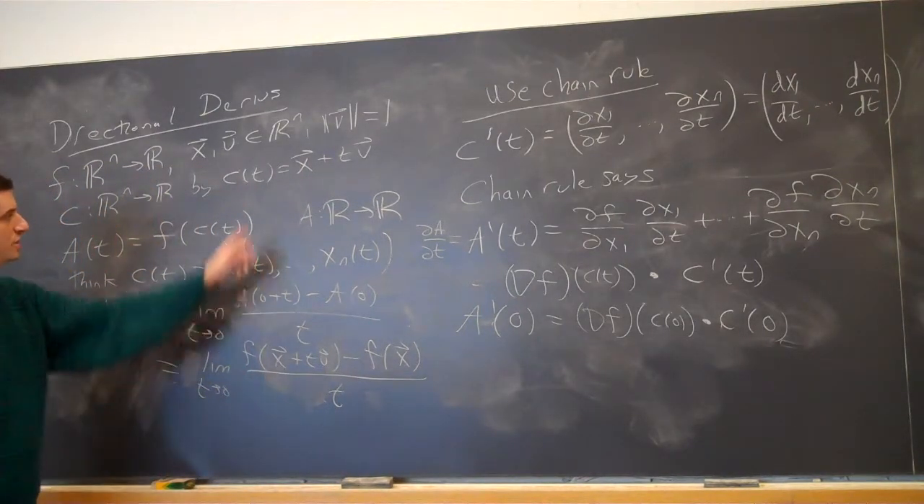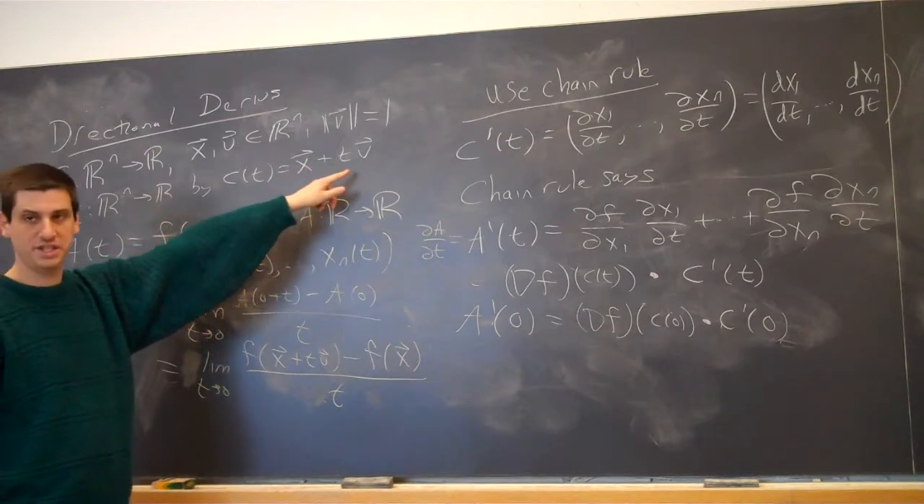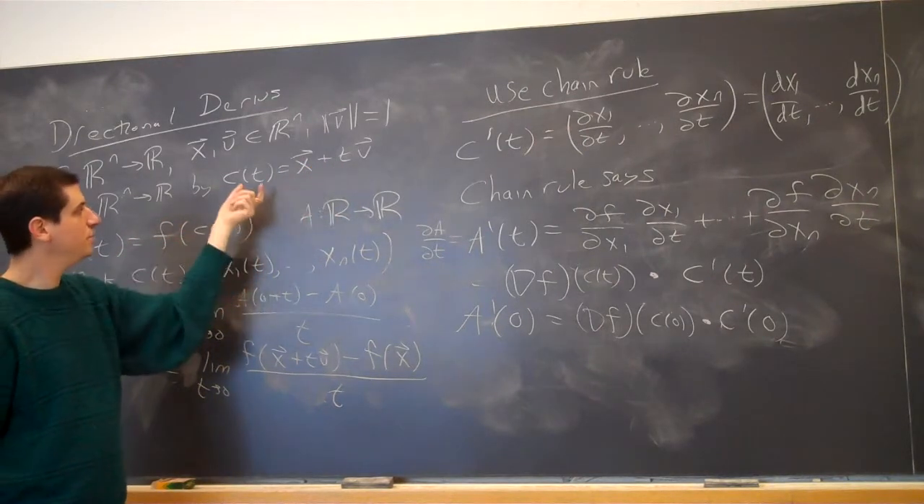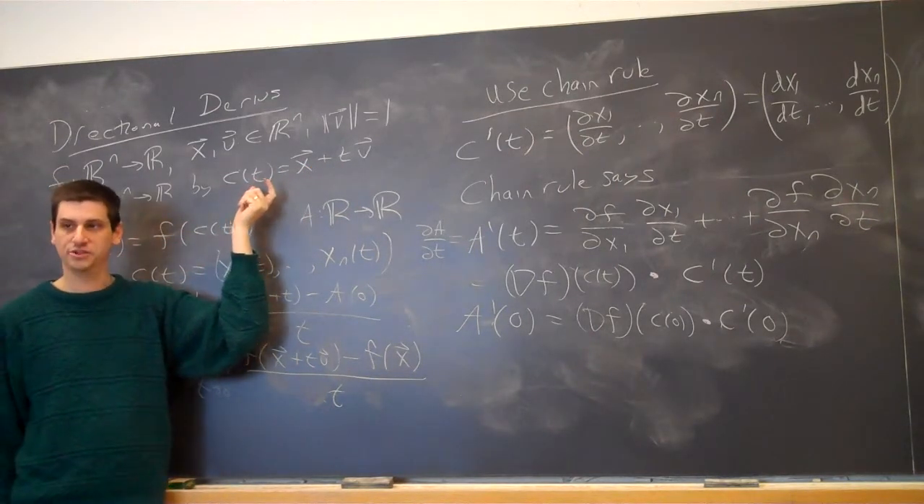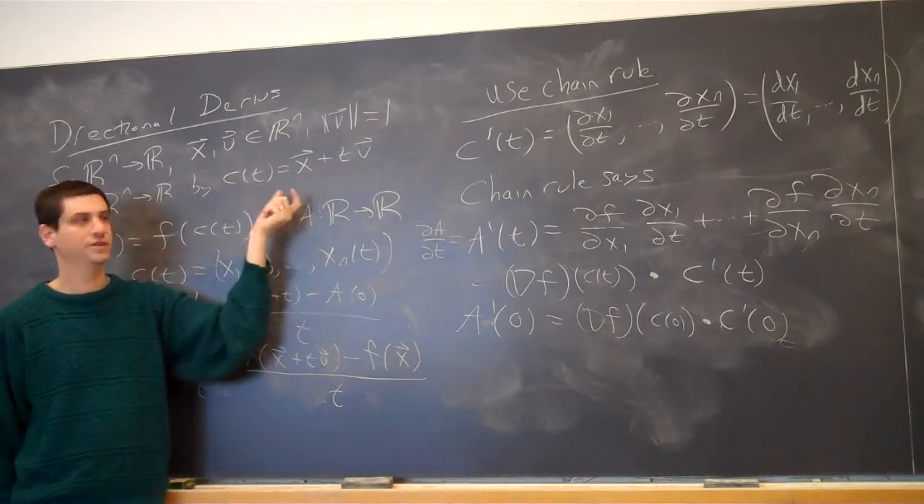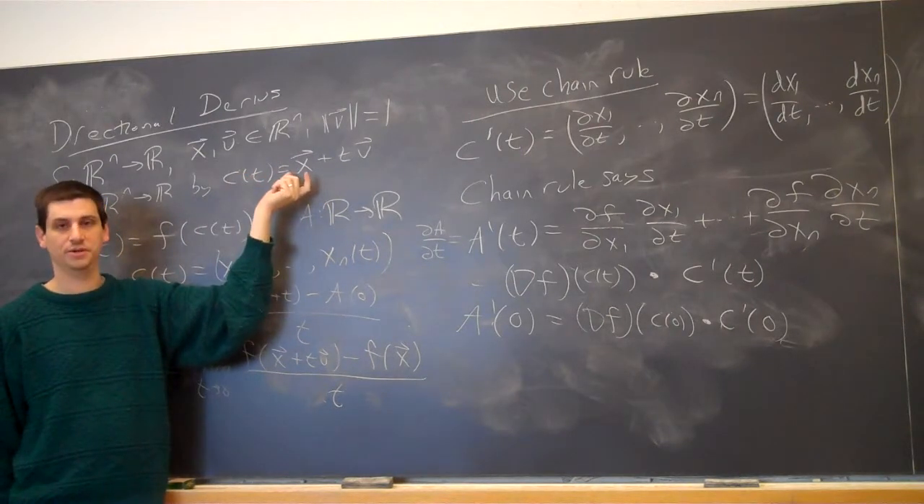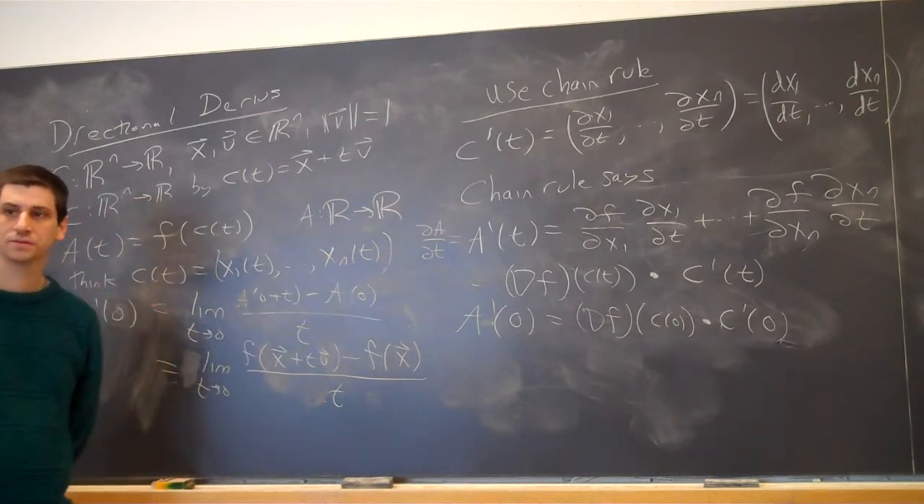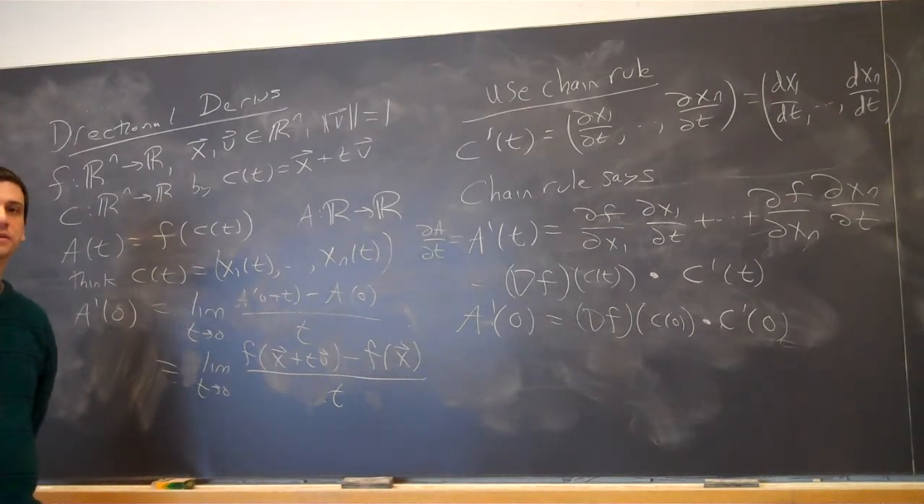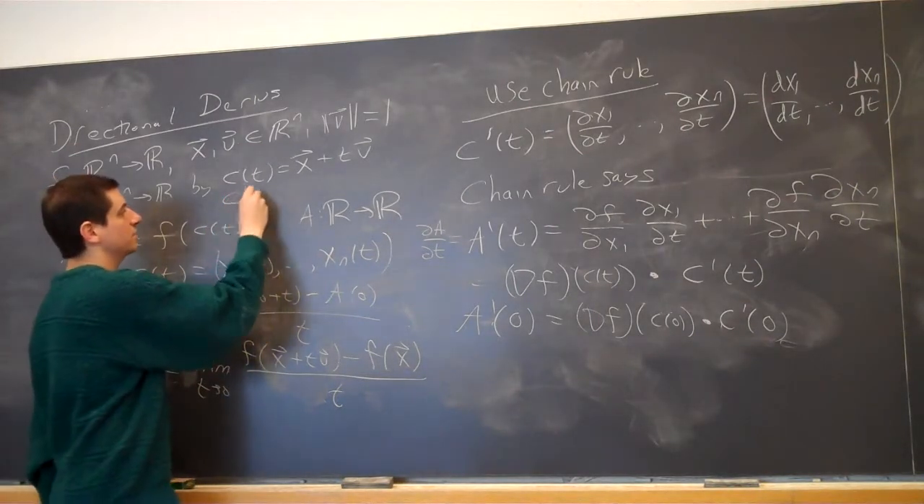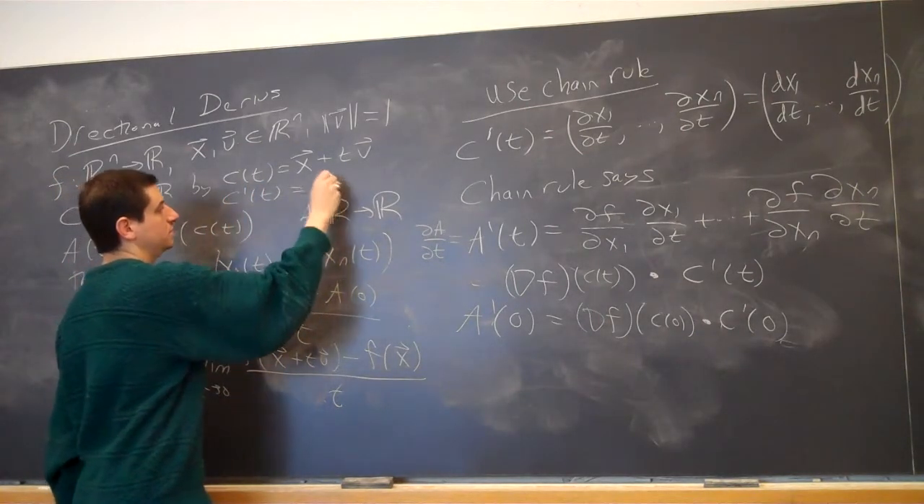Well, let's think about what's going on. c of t is x plus tv. What do you think c prime of t is going to be? This is a very special curve. c of t is x plus tv. What would c prime of t be? Yes, v. c prime would be just v.